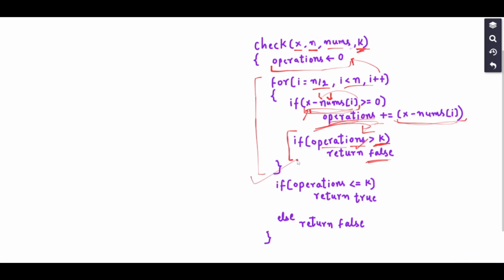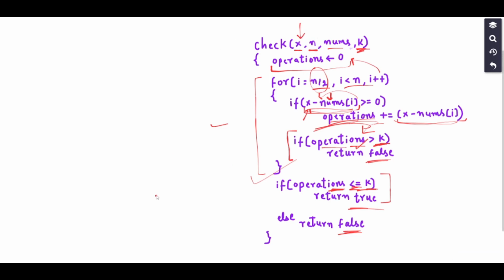If I pass this loop, then here I have to check if the number of operations which I have accumulated over the array are less than or equal to k. If they are, then I return true. If they are not, then I return false, because I can't get all the elements after the middle element, including the middle element, equal to x. So that's how this check function is working. Very simple.